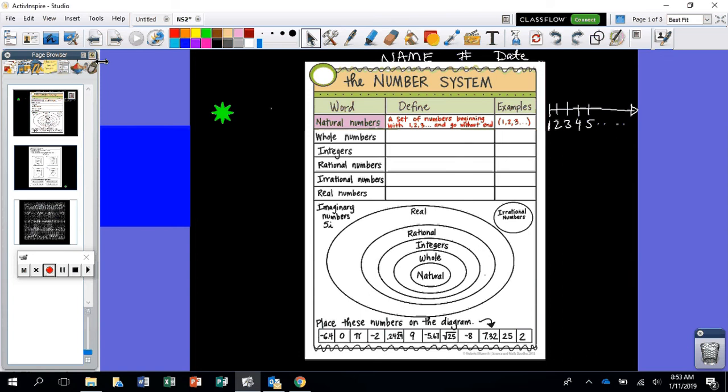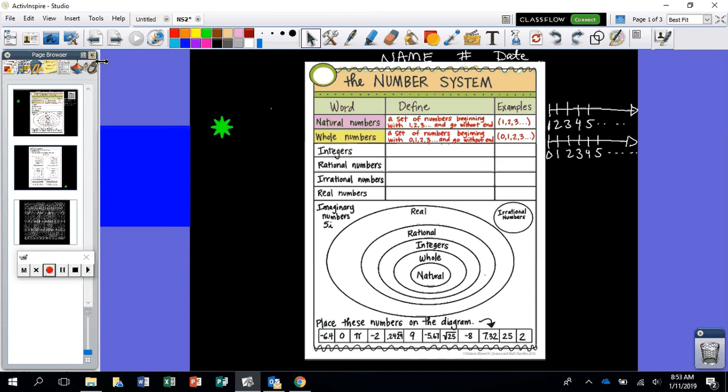Then we have whole numbers, and whole numbers go on except that they start with 0 instead of 1. And they go on and on continuously through all infinity. Then those numbers are more like all of the numbers you can count on your fingers plus 0.